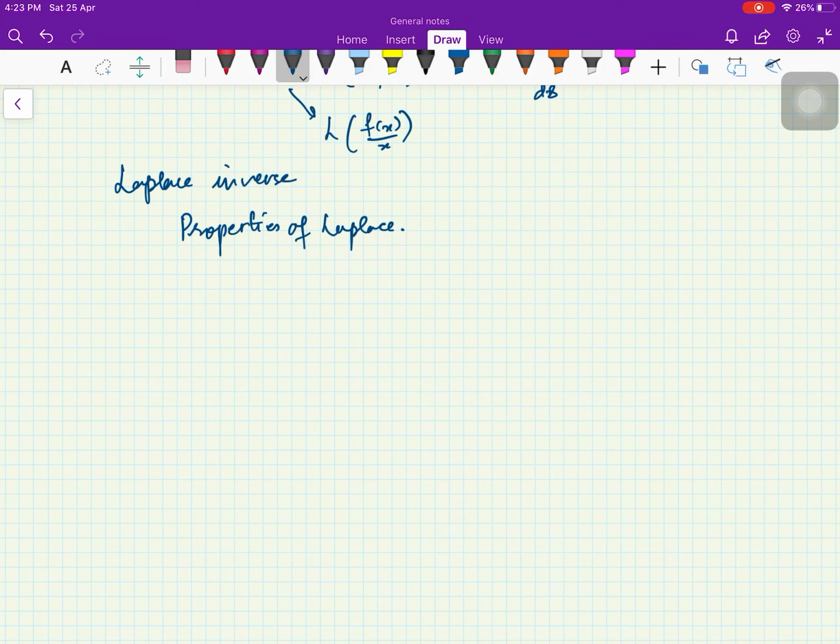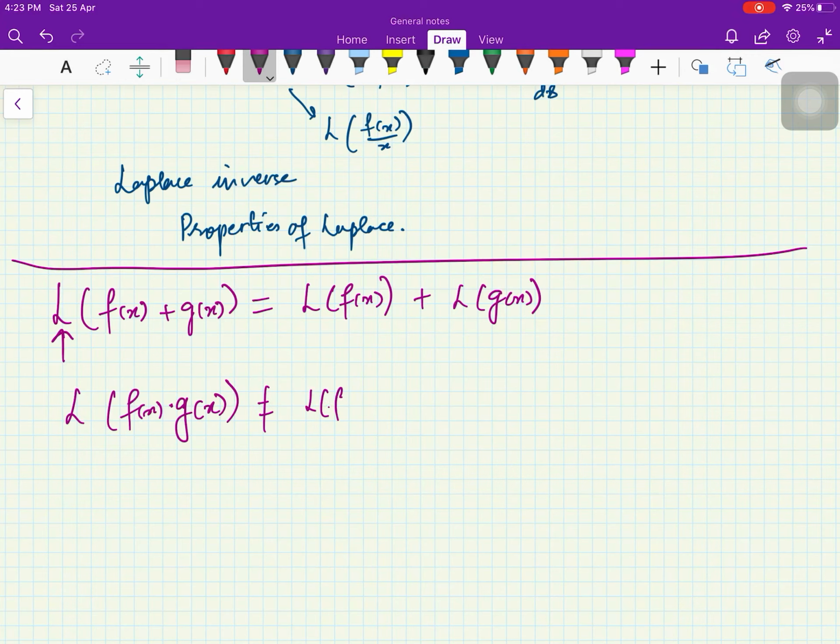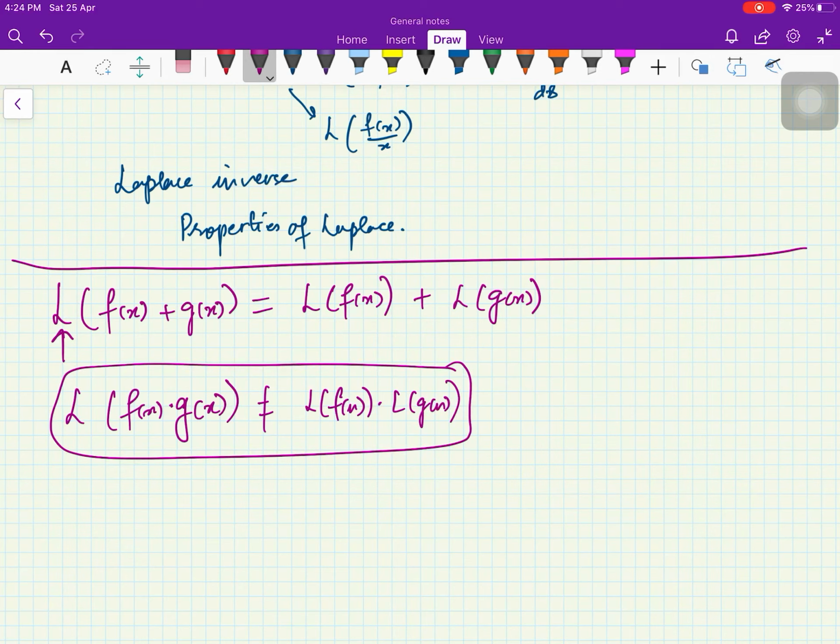Now let us see where the convolution theorem comes into the picture. If I ask you to take the Laplace transform of the function f of x plus g of x, you have the linearity property, so you can straight away write L of f of x plus L of g of x. But if I give you L of f of x into g of x, let me not use the star because I am using it for something else, dot means product, this is not equal to L of f of x into L of g of x. So we don't have this property.